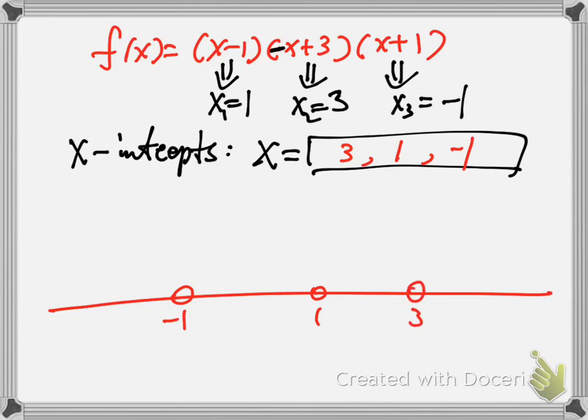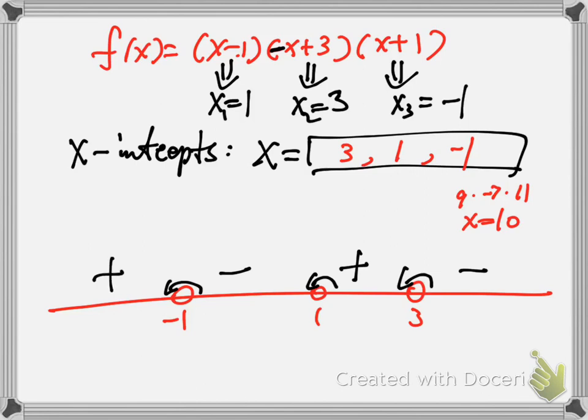First we test 10, right? If x is 10, so this is 9 times x minus 1, and then this is -7, and then times 11. So it's negative. So the beginning sign is negative, and then we switch to positive, switch to negative, switch to positive. We're not solving inequalities, we're drawing graphs.